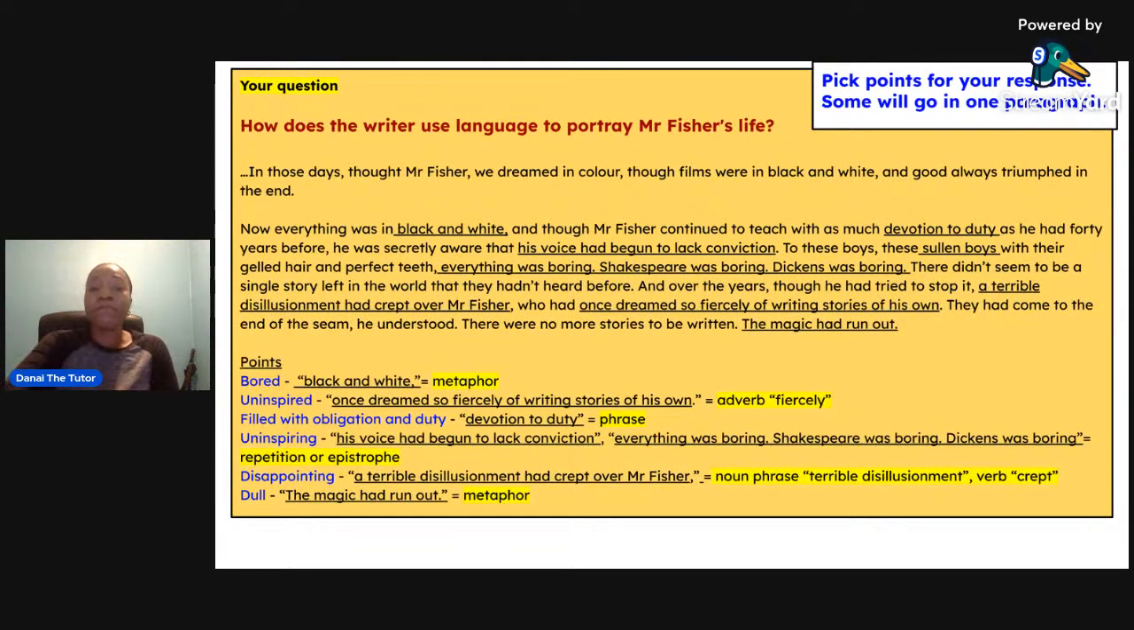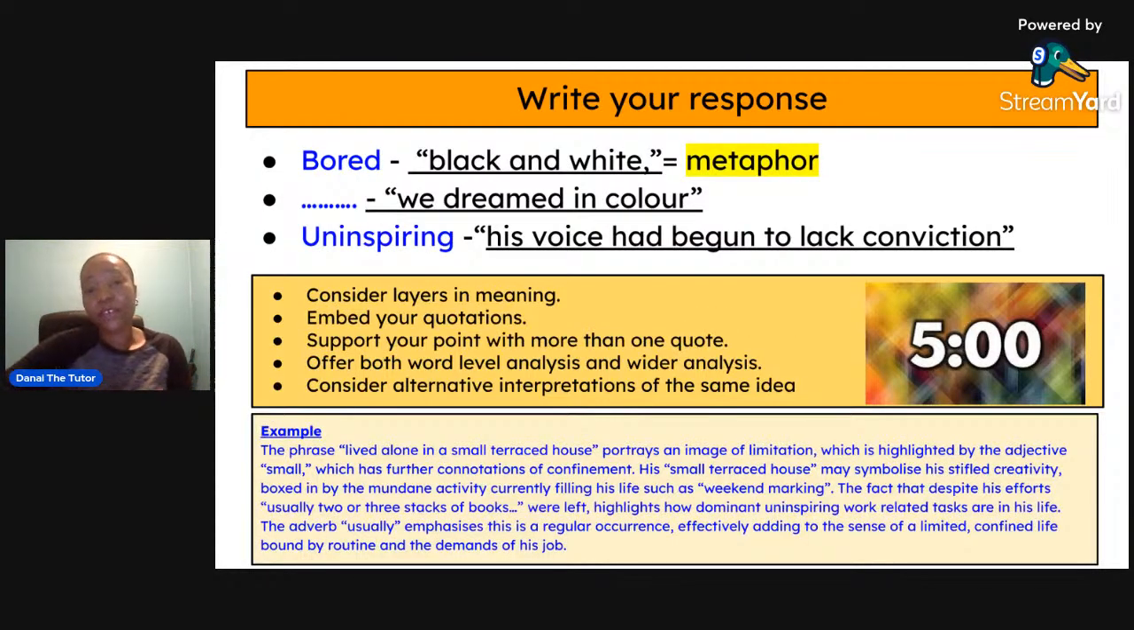Okay, so now that we've got clear points, we've got examples, and we have identified the language techniques that are being used, we're going to have a go at putting that all together, okay? So I'm going to give you 5 minutes for each of these. I've picked out some points that you could use. You've got the extract, so you can write paragraphs using your own points if you've spotted different things. But I've put the fact that he was bored, okay, and we've got that metaphor. And then we dreamed in color.